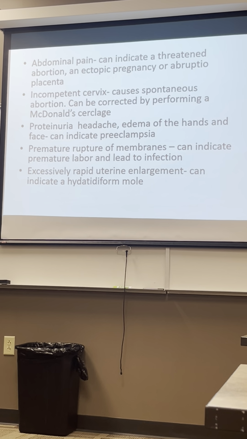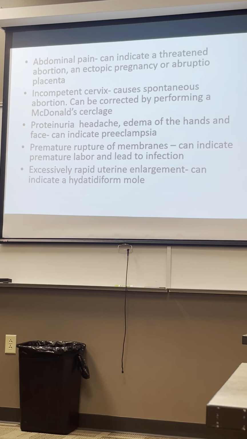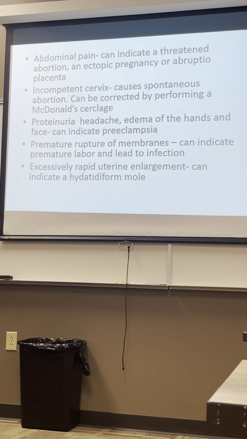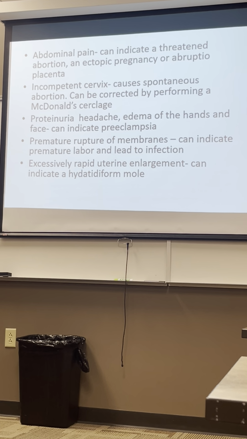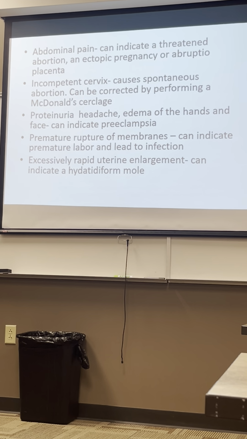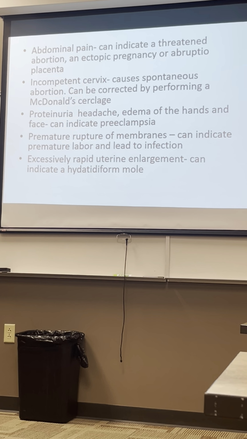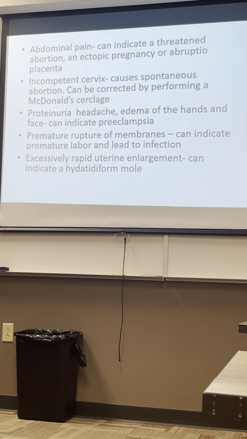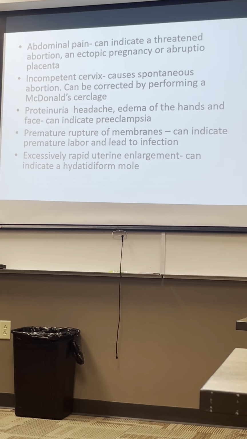Excessive rapid uterine enlargement can indicate hydatidiform mole. So that's usually either one egg and 2 sperm, or no genetic material in the egg. Causes those grape-like clusters.